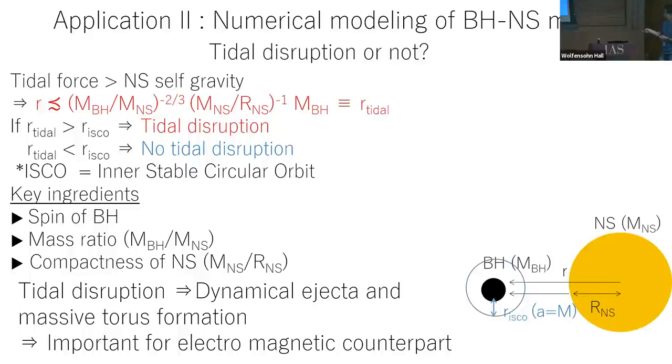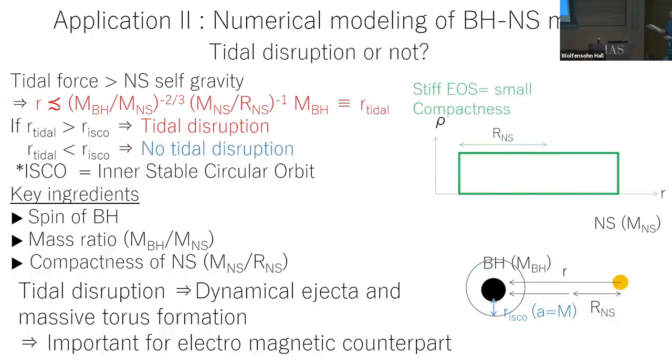If you increase the mass ratio, you go to the point particle limit. Because the tidal force is a finite size effect of the neutron star, in such a limit there is no tidal disruption. The final thing is the compactness of the neutron star.